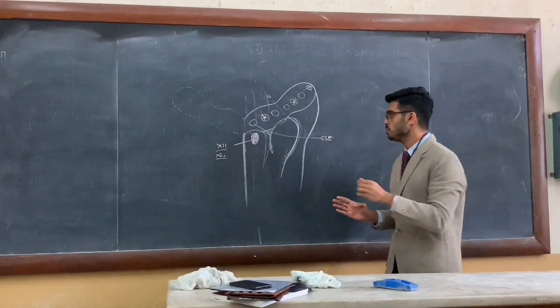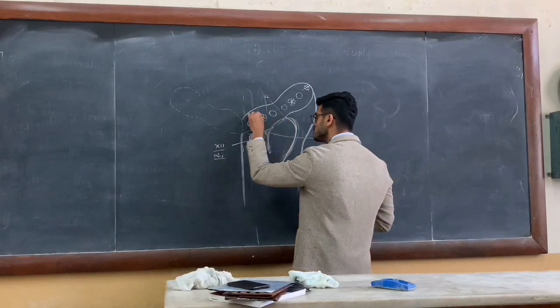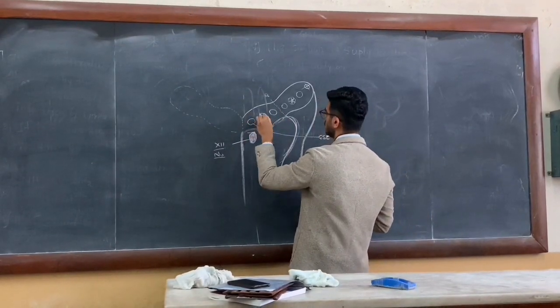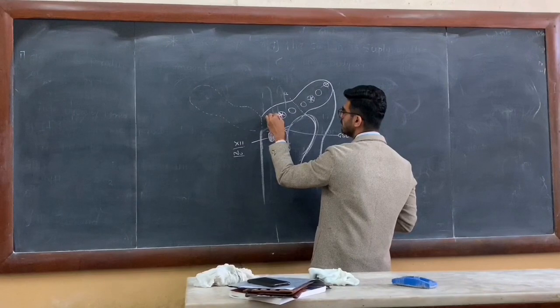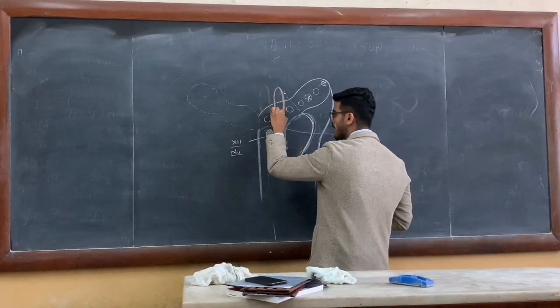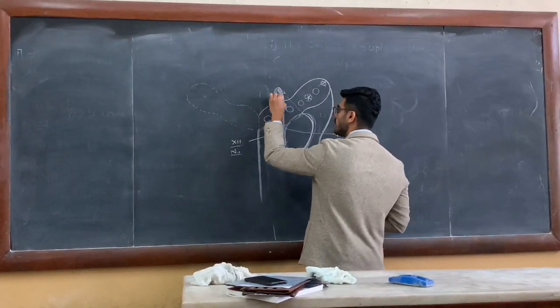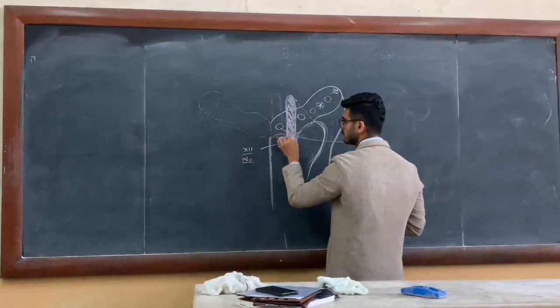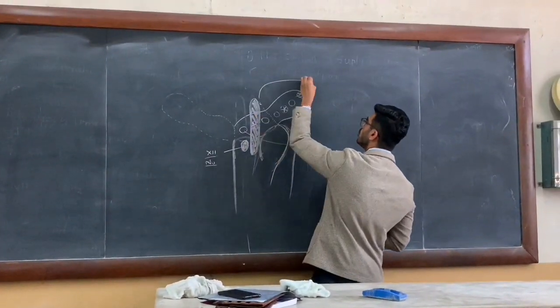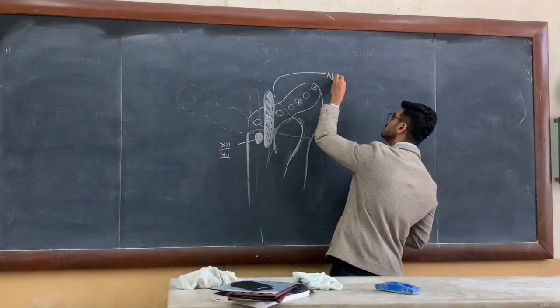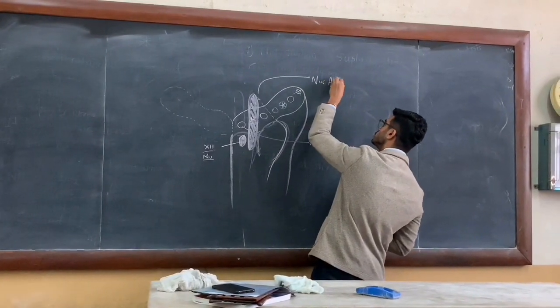Correct? If you come slightly laterally to this, this is a special nucleus. We also call it a branchiomotor nucleus. And the branchiomotor nucleus at this level is quite long. And it is known as the nucleus ambiguus. What is it known as?